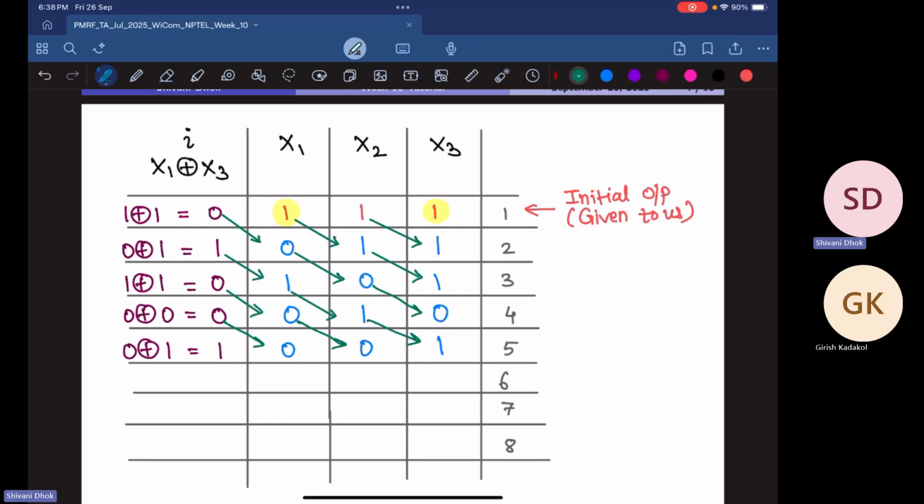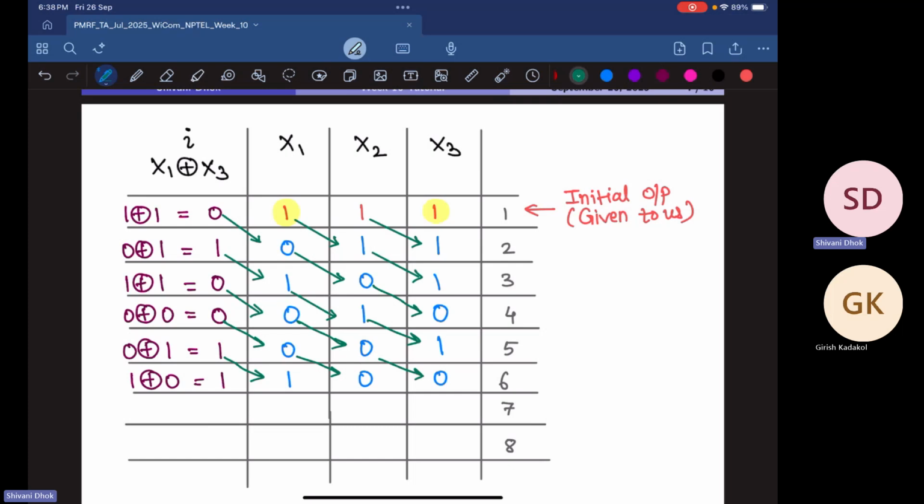In the 6th clock, 1 gets translated here. Then this 0 gets translated here. And similarly, this 0 gets translated here. Now again, you get 1 XORed with 0. And you get a 1.